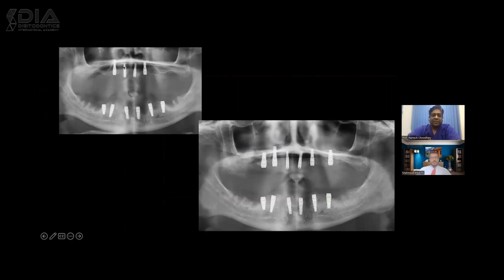Then in the upper jaw, the guide was used for only four implants, because we had to do a sinus lift in both posterior regions. And this is how the sinus lift implants were placed later on.